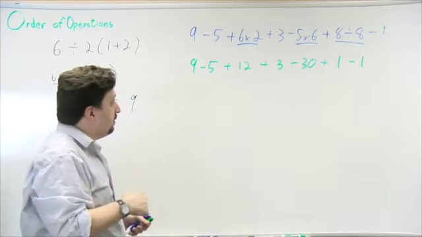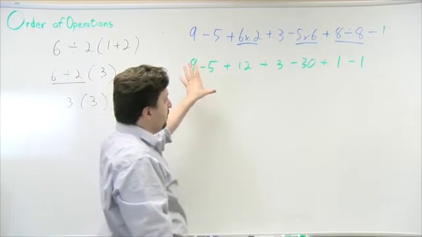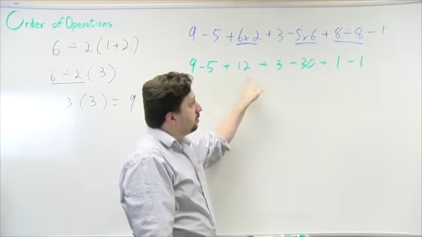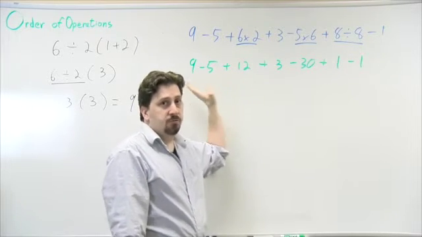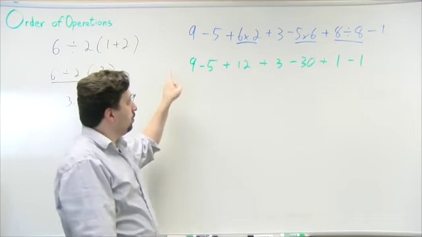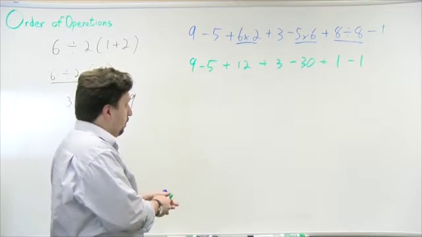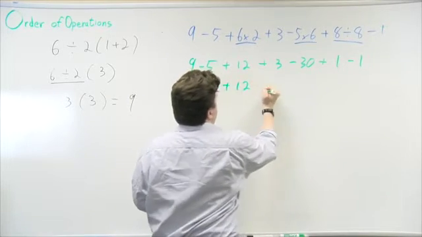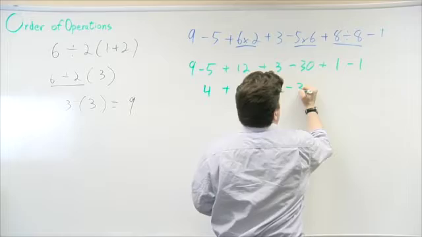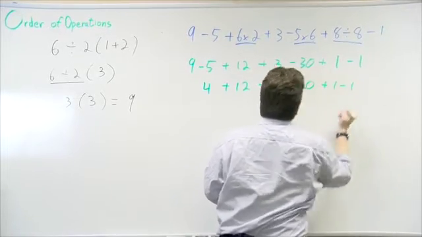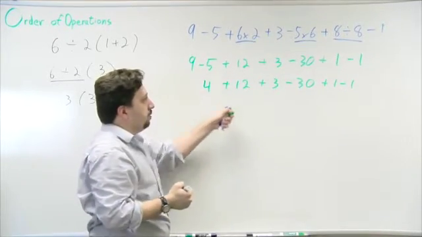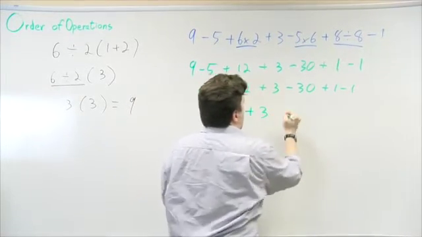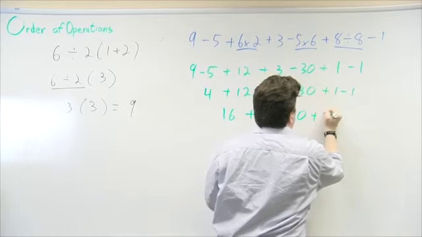Now, at this point, we're going to be doing addition and subtraction. But if we do the addition first, we're going to get it wrong. We have to go from left to right. So we're going to start with 9 minus 5, which is 4. And we're going to rewrite the rest of the problem. Then I'm going to do 4 plus 12, which is 16. And we're going to rewrite the rest of the problem.